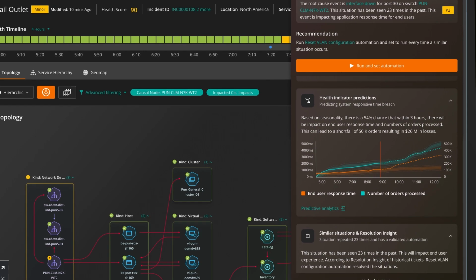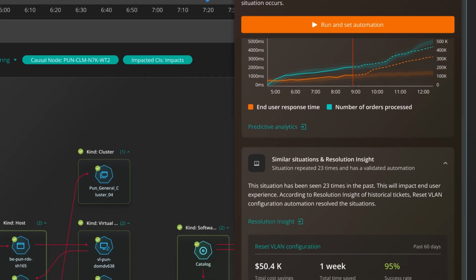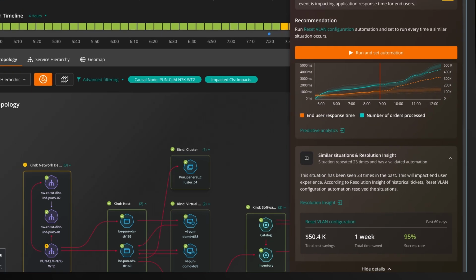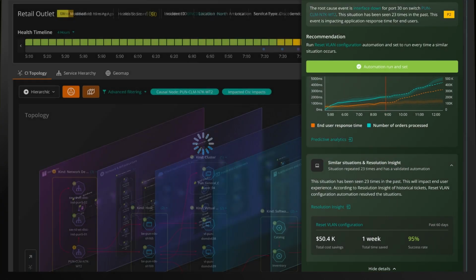Health indicator predictions inform Chris about the possible impact in the near future on the users, and this can lead to a shortfall of 50,000 orders, resulting in $26 million in losses. It also provides information about similar instances in the past and how these situations were resolved using an automation with a 95% success rate. Chris is now confident to run the automation to resolve the issue.